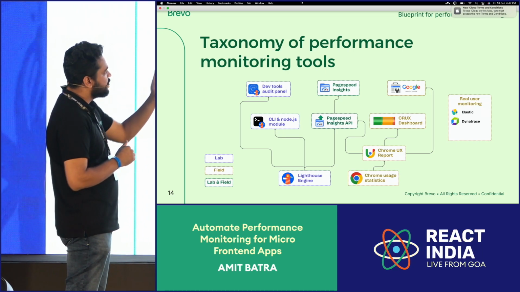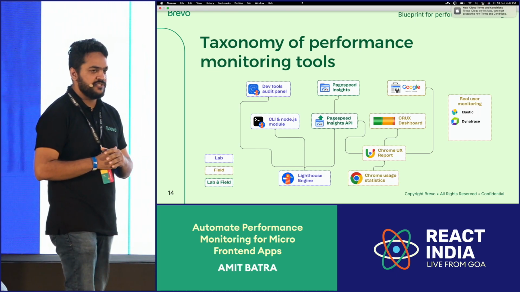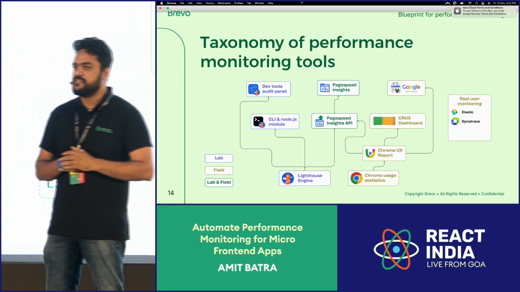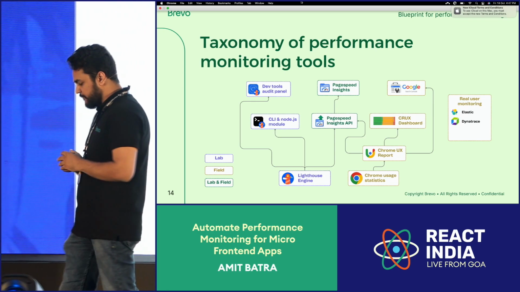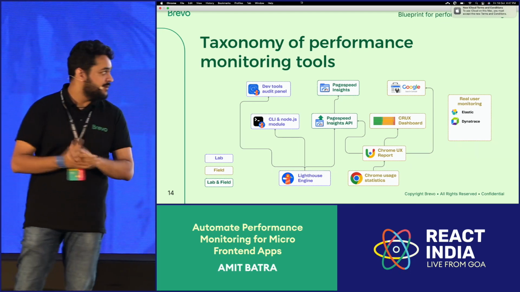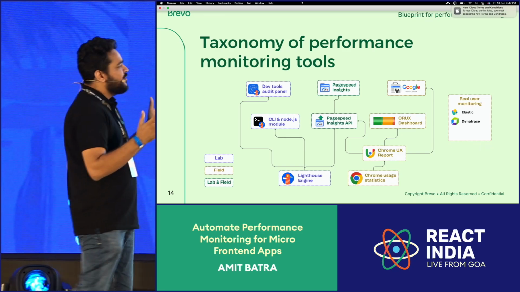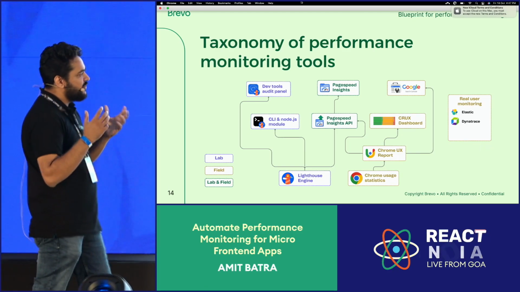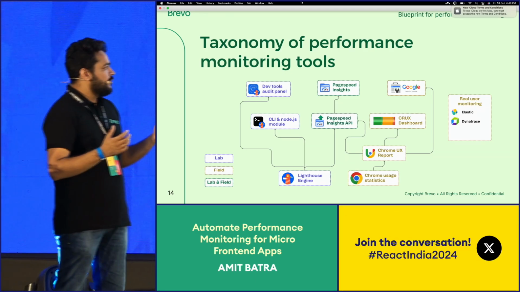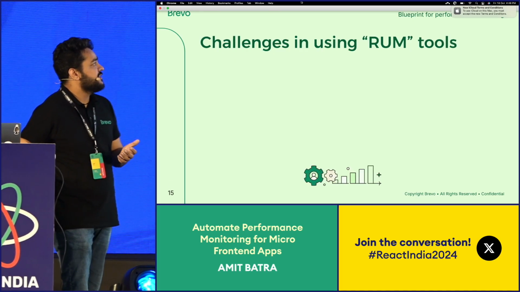PageSpeed Insights internally uses the Lighthouse Engine API only for the lab data, and for the field data, it uses CrUX APIs. It's limited to Chrome, and it's for public pages only. A lot of tools are there to collect the data, but it's hard to pick one. So there are definitely challenges involved in this journey.